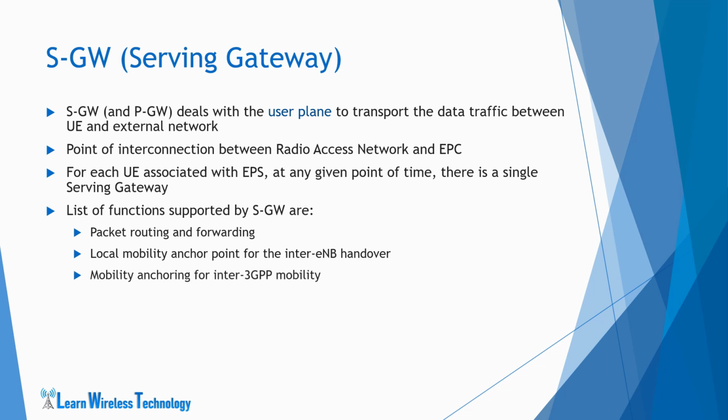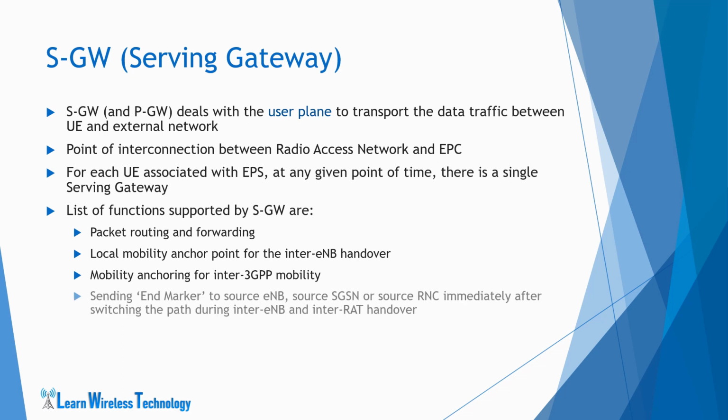Serving gateway also monitors the mobility procedures between different 3GPP RATs. In case of inter-RAT handover from 4G to 3G, UE switches from the eNode B of E-UTRAN to Node B of UTRAN. Hence, the serving gateway will have to establish a connection with the core network of UTRAN, that is SGSN, and the incoming packets can be forwarded to SGSN.